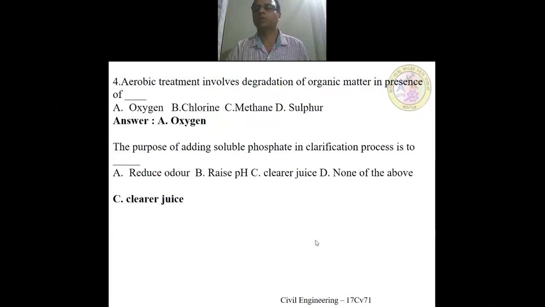So this is the procedure we are going to use in sugar industries, where water, before disposing on land or water bodies, has to be treated.